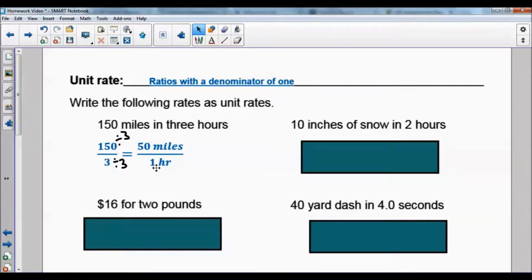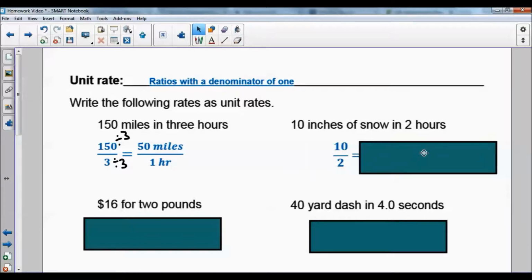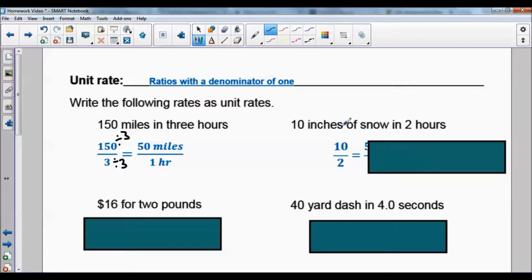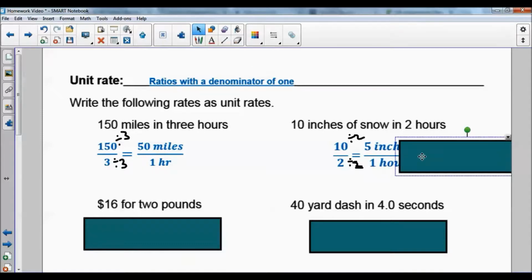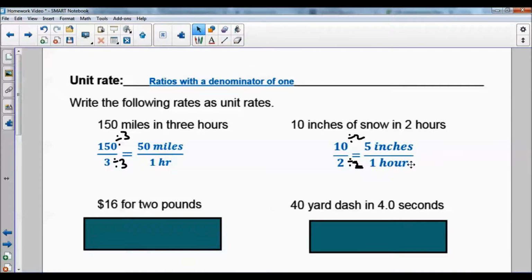So to look at another one, we have 10 inches of snow in 2 hours. So our fraction would look like this, right? 10 inches of snow in 2 hours. So to get a denominator of 1, we would divide the top and the bottom by 2 to make sure that we get a denominator of 1. Okay, basically whatever the denominator is, that's what you're dividing by. Okay, there's my 2. So then we would have 5 inches in 1 hour.